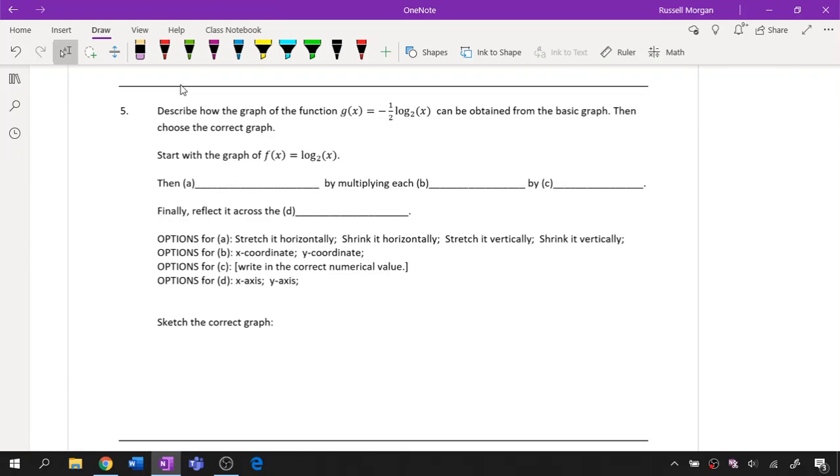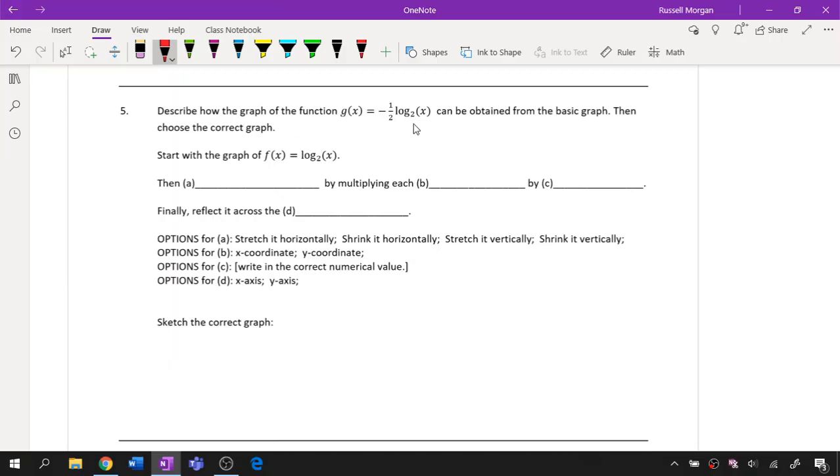This is a continuation of the video walkthrough for the Math 143 Semester 2 practice problems. So this question is all about interpreting it and understanding what it's asking. Describe how the graph of the function g of x, which equals negative 1/2 log base 2 of x, can be obtained from the basic graph. Then choose the correct graph.